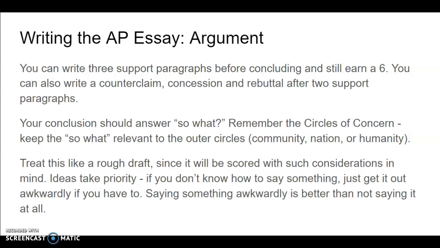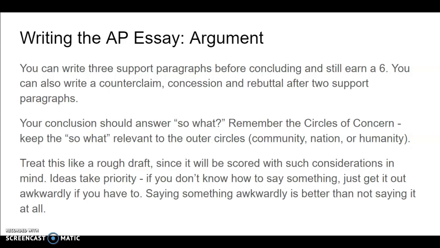If you remember the circles of concern, keep the so what relevant to the outer circles. And for those who are unfamiliar, the circles of concern are a very liberal variation of Aristotle's circles of influence and circles of concern, to where basically the first circle of concern is self, and then the next one is family, the next are friends, then community, and then nation, humanity. And when you answer so what, you always want to keep either community, nation, or humanity in mind.